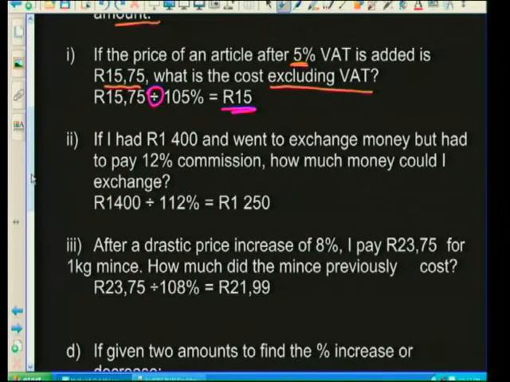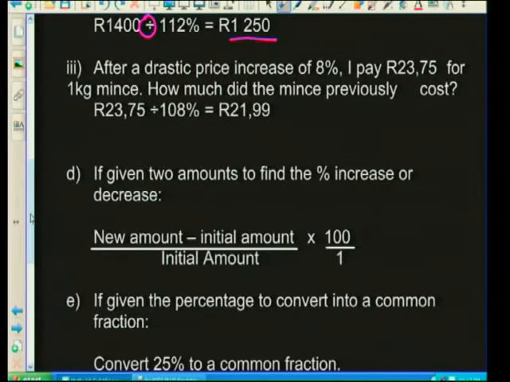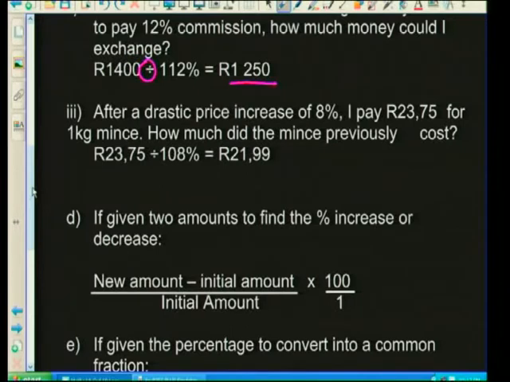So let's see if we can work it out with our exchange money. We paid 1,400 Rand, but we had to pay 12% commission. So how much money did we actually exchange? We're now taking off the 12%. So we're going to divide it by 112% to get our 1250. After a drastic increase of 8%, I now pay 23.75 for 1 kilogram of mince. How much did I originally pay? Again, we're going to divide it. So it's the same calculations we've just done before, but now we're dividing to get the originals.